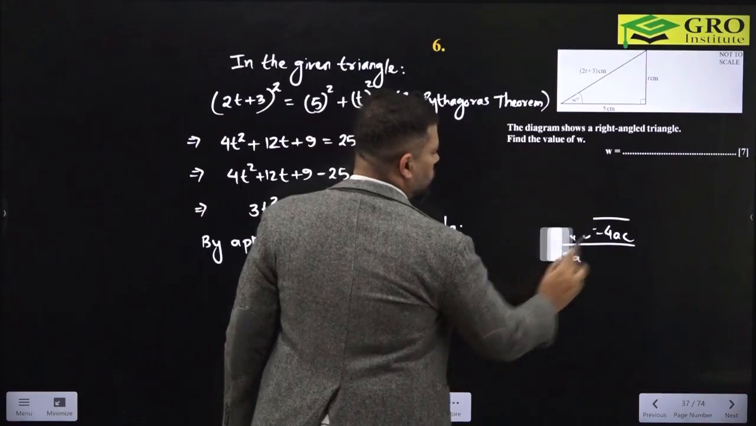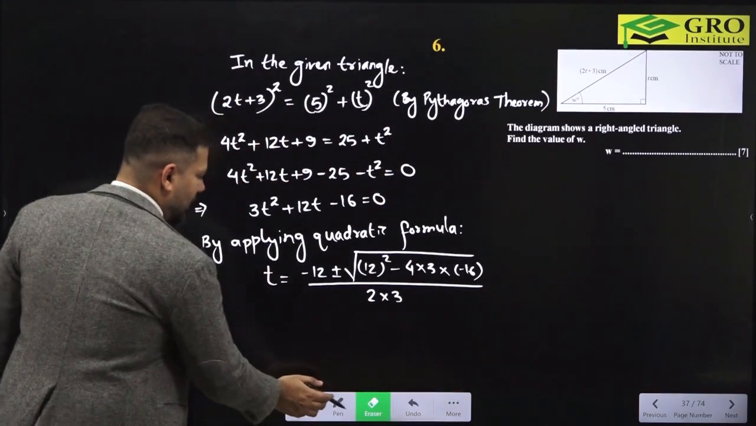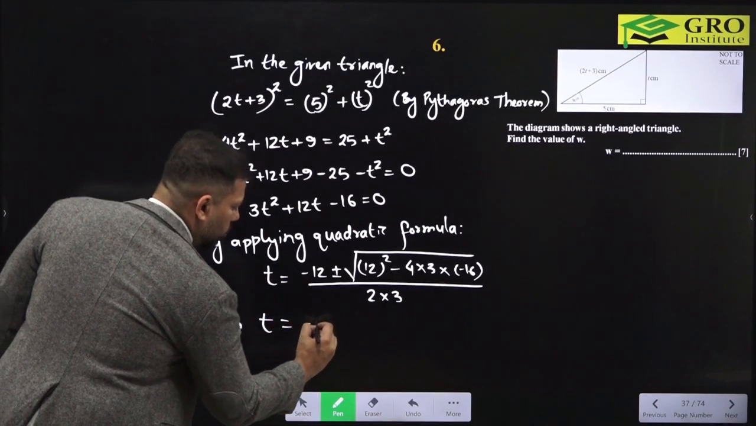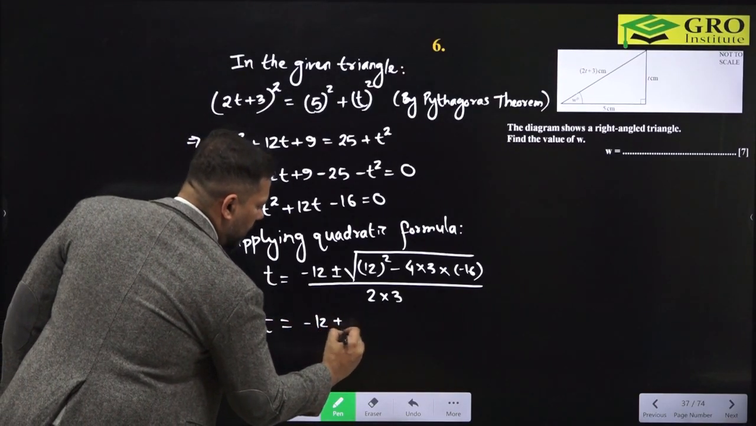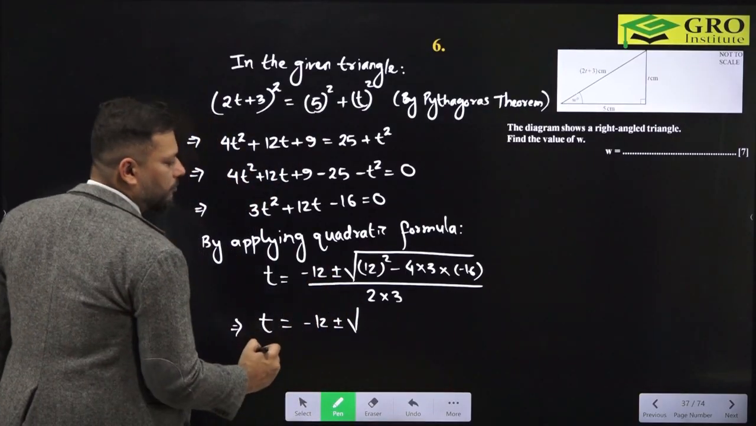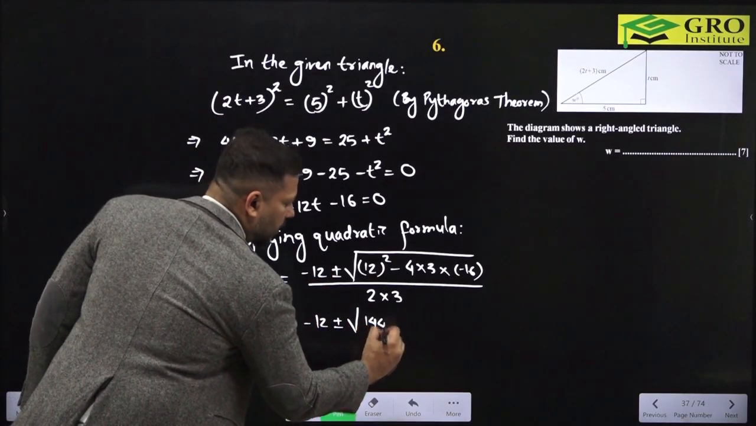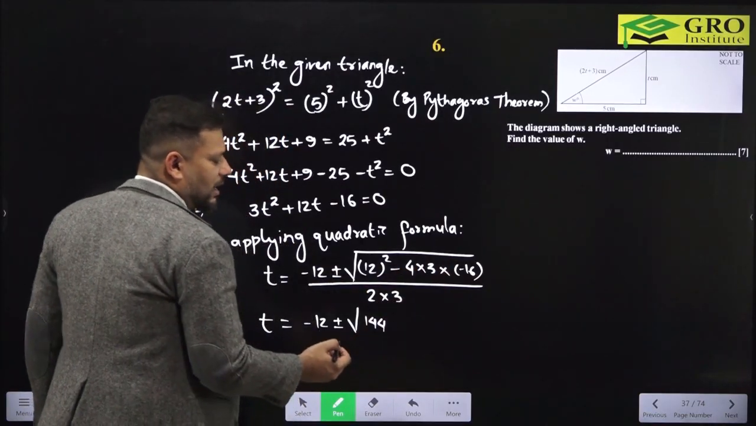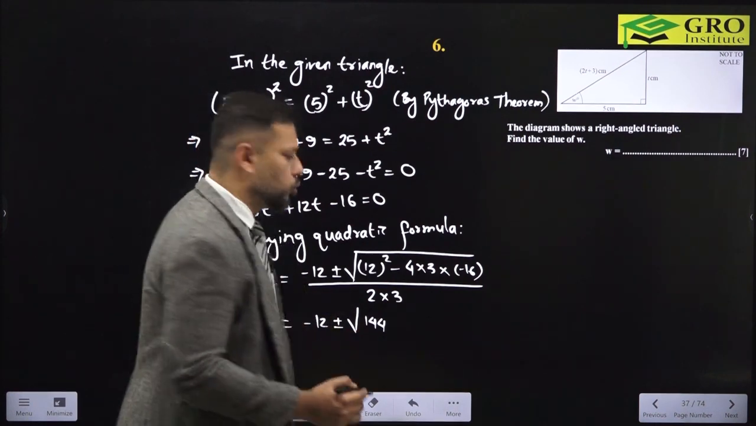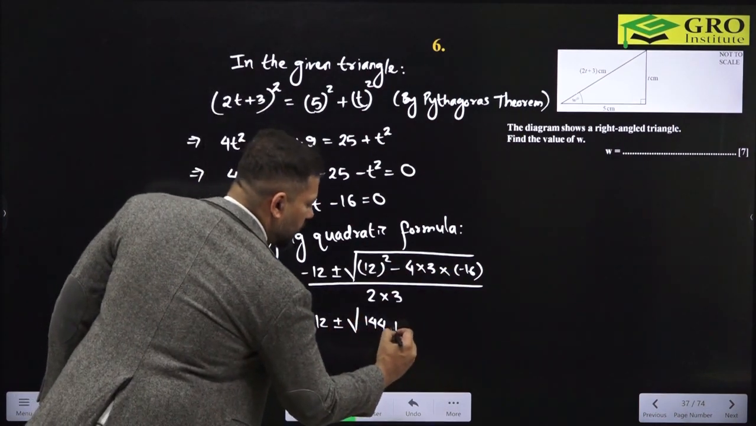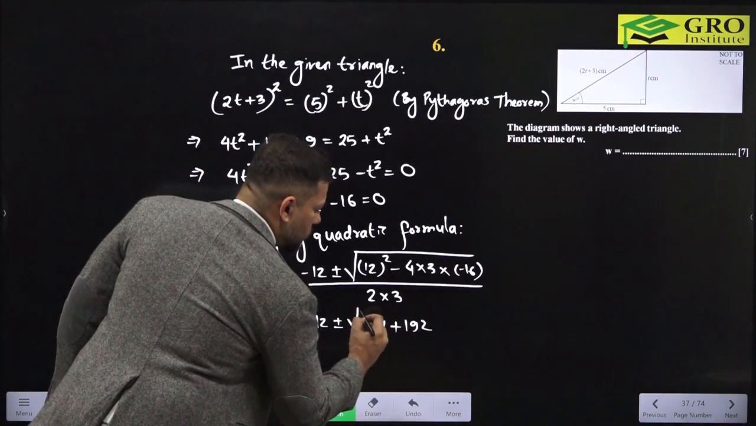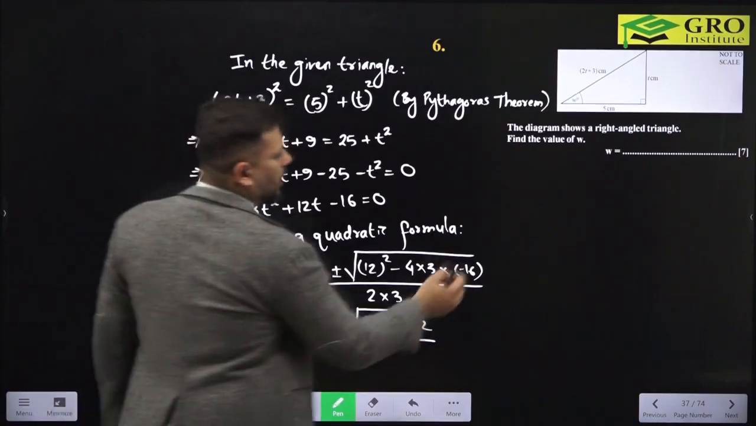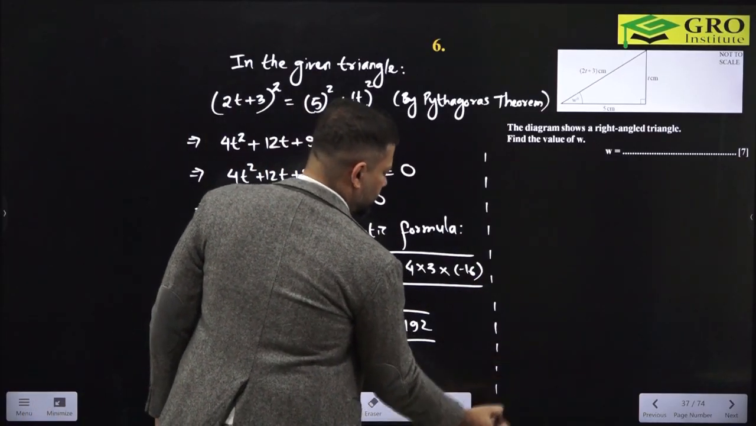Now we will solve it to get the desired value of t. So here this implies that t is equal to minus 12 plus minus, what is going to be the square of 12? It is going to be 144. 4 times 3 is 12, and 12 times 16 is, if I am not wrong, 192, and negative negative becomes positive, so it is 192, and here 2 times 3 makes it 6. So we are getting somewhat like this. Let us further solve it.